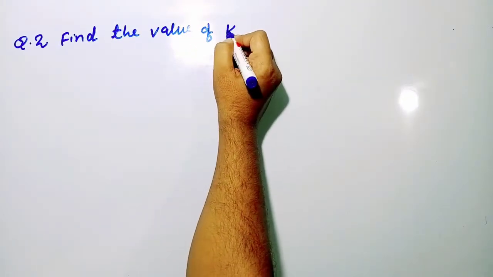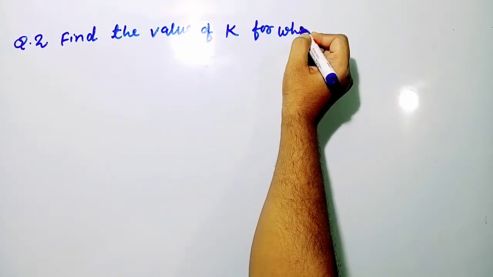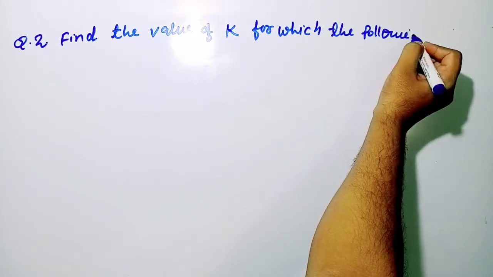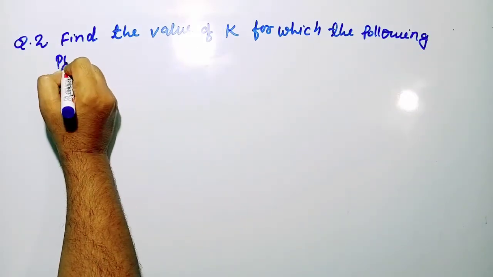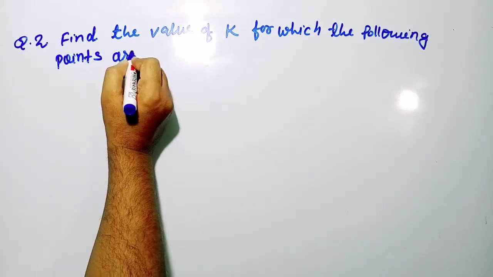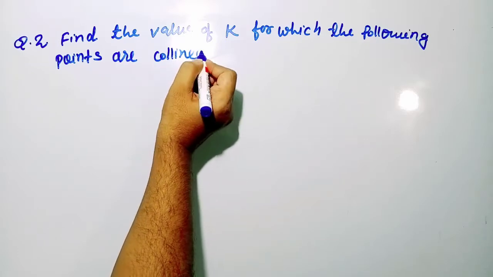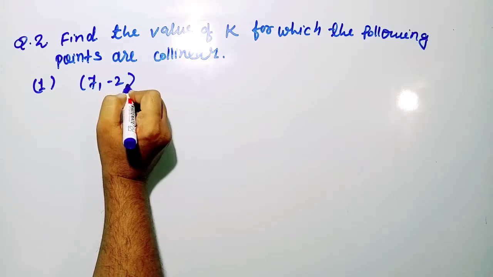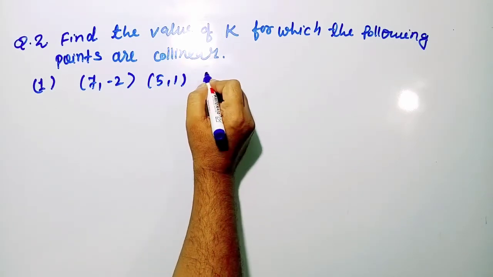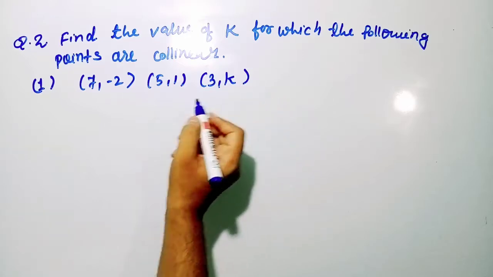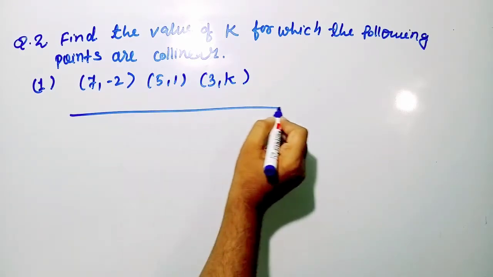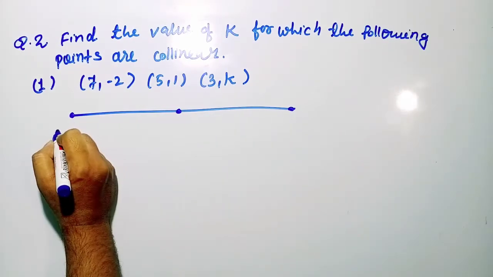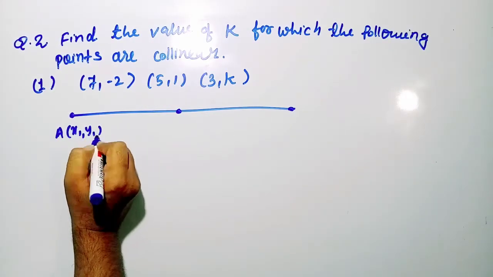Find the value of k for which the following points are collinear. Okay students, these points are collinear, so we have to find out the value of k. We know that if the points are collinear, then the area of triangle will be 0, because these points do not form a triangle.